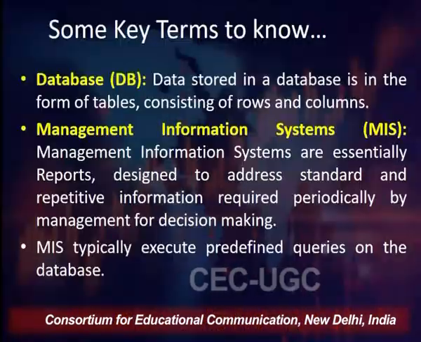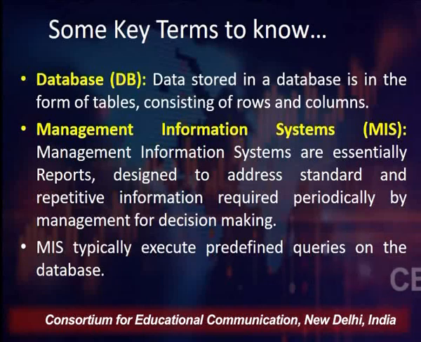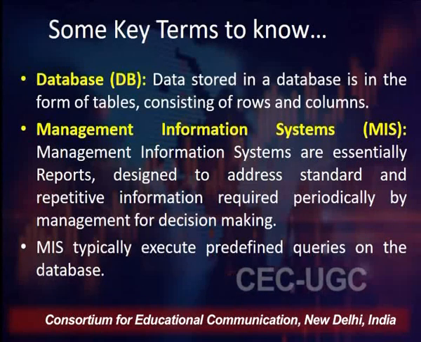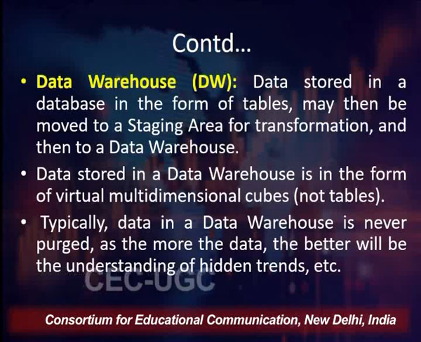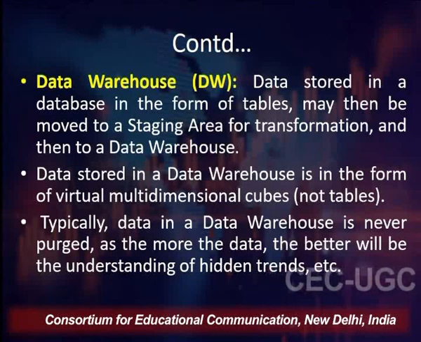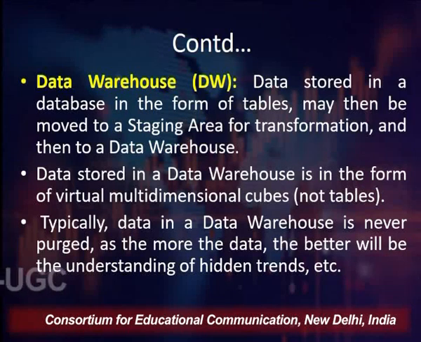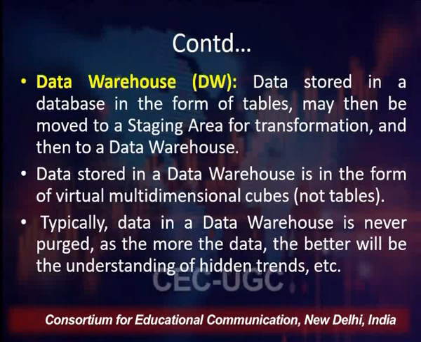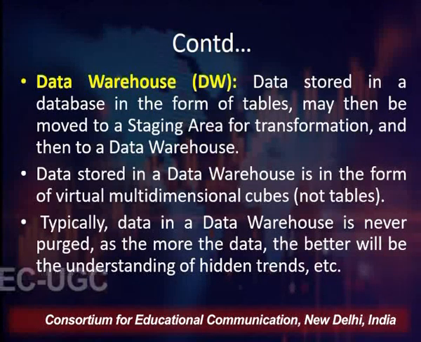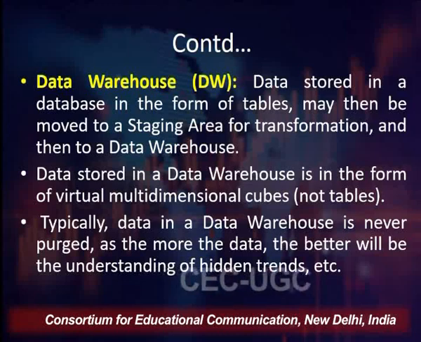Now there are certain important terms which we should know when we talk about AI and ML. What is a database? It is when data is stored in the form of tables, in rows and columns. MIS typically executes predefined queries on the database. Data stored in a database in the form of tables may then be moved to a staging area for transformation and then to a data warehouse. Data stored in a data warehouse is in the form of virtual multi-dimensional cubes, not tables, and typically the data in a data warehouse is never purged. The more the data, the better the understanding of hidden trends. That is the role of a data warehouse.